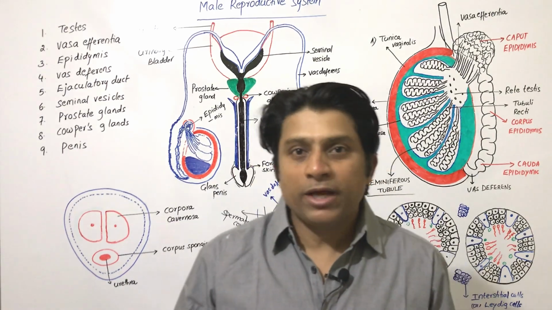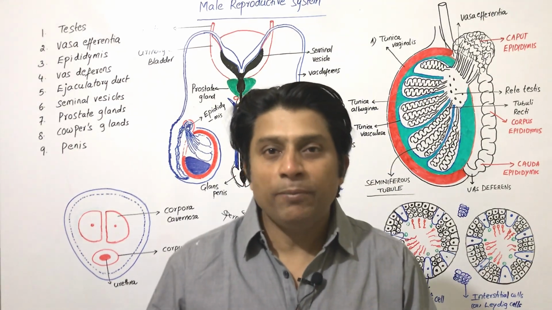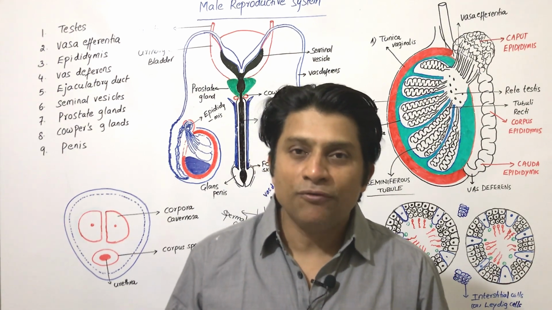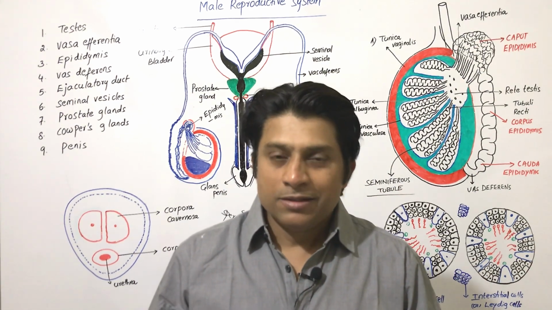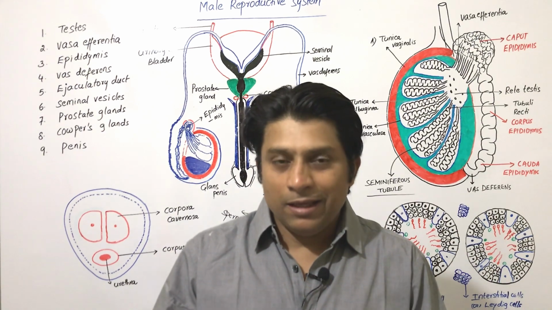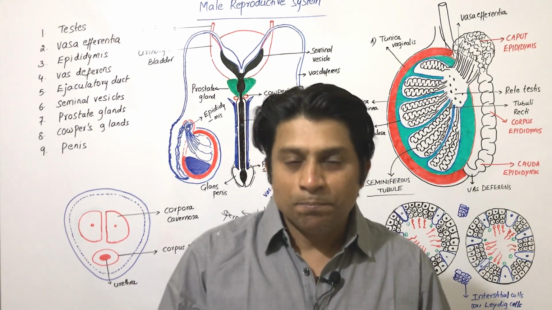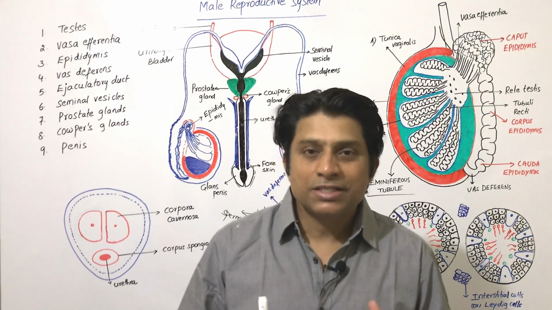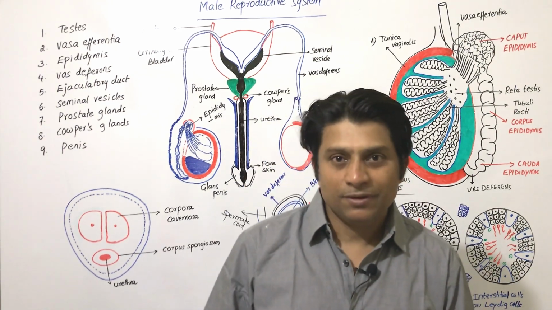In sexual reproduction, male and female gametes fuse, resulting in the formation of an organism. So in higher animals, males and females are separate. This is called sexual dimorphism.